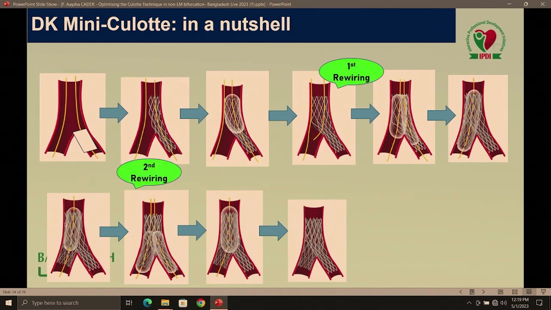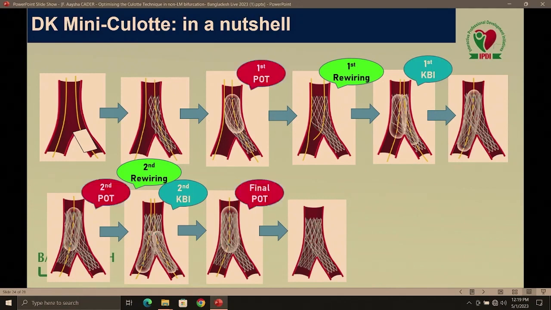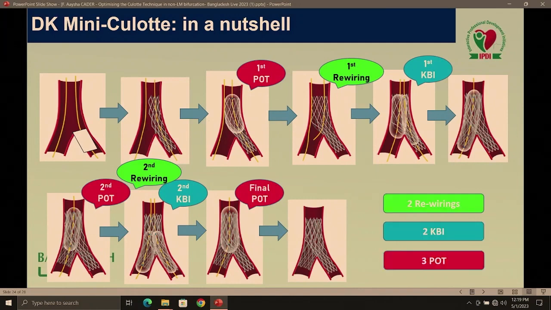So in a nutshell, these are the steps of the DK mini culotte. I mentioned there were 2 times that you would have to rewire, 2 times of kissing balloon inflation, which is why it's called double kiss mini culotte, and 3 pots in order to optimize the procedure.